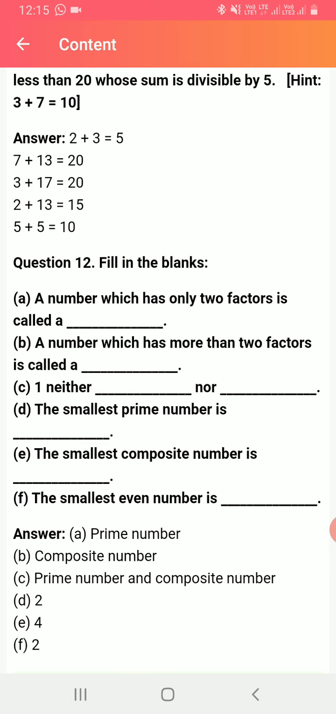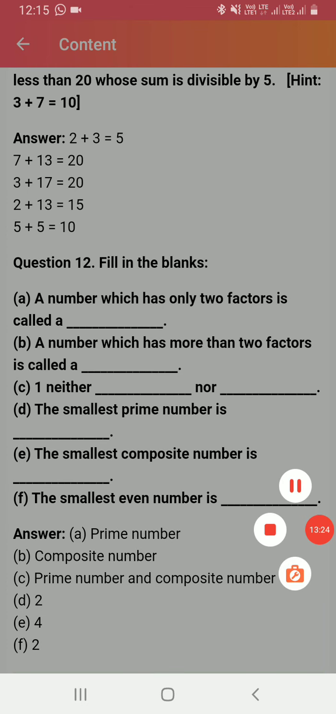2 is the smallest prime number. The smallest composite number is 4. The composite numbers start from 4. The smallest even number is 2. So with this, we are ending up with exercise 3.2.